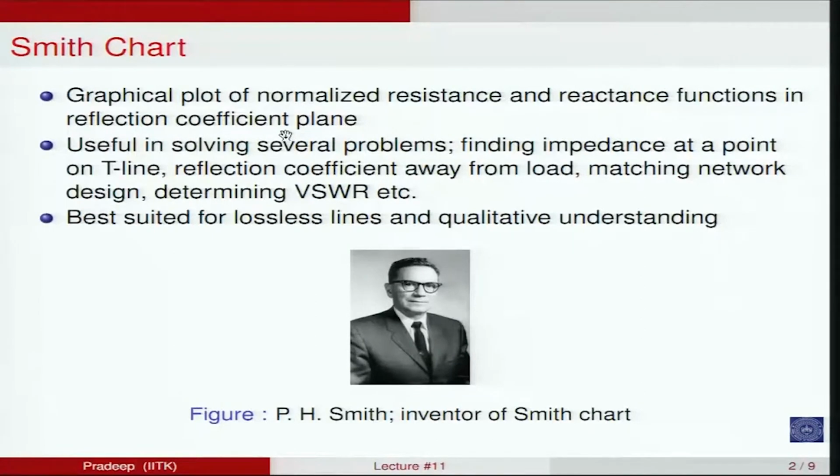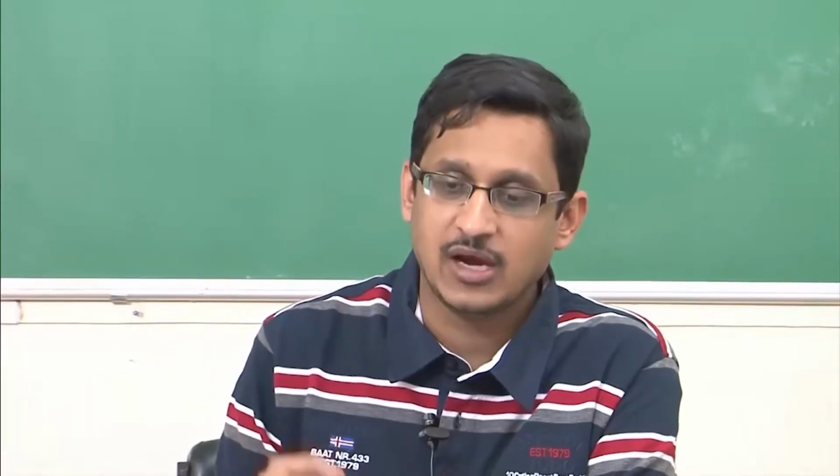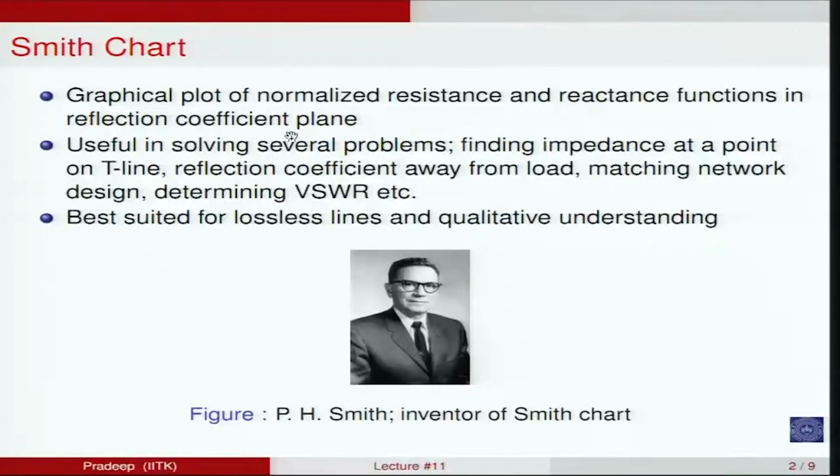So a complex reflection coefficient can be plotted as a point in a complex plane, with the real axis giving you the real part of gamma L and the y axis giving you the imaginary part of gamma L. Therefore, every point on the reflection coefficient plane will correspond to a particular gamma L and hence to a particular ZL. If you normalize that ZL, there is a one-to-one correspondence between the two, very nicely. Normalization is done so that numerically everything is manageable, otherwise you can work with unnormalized resistances and impedances as well.